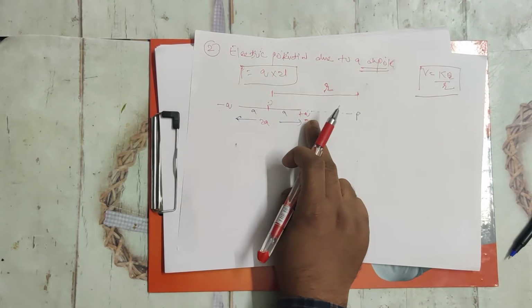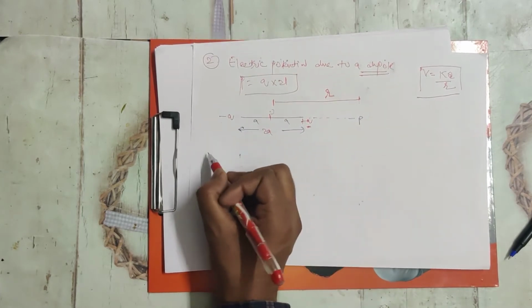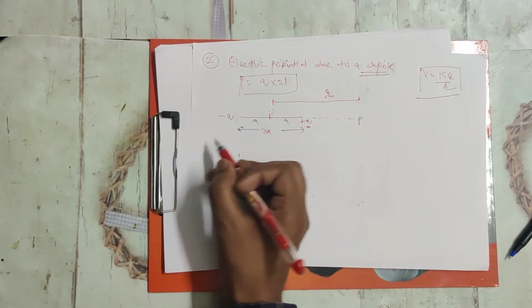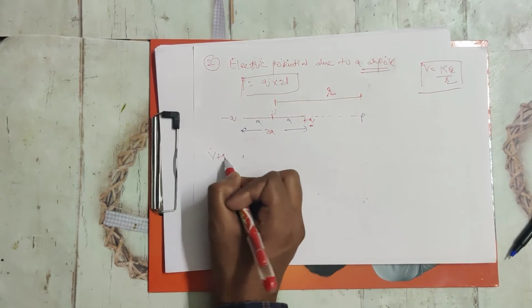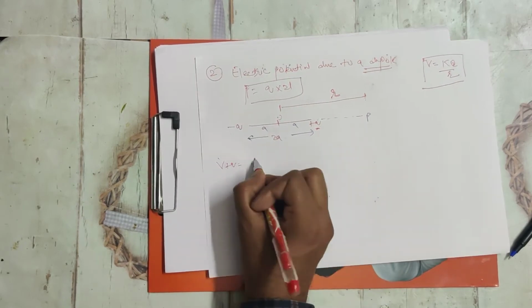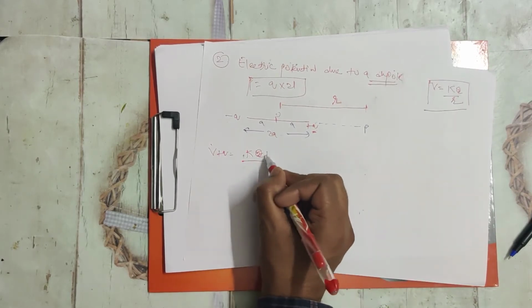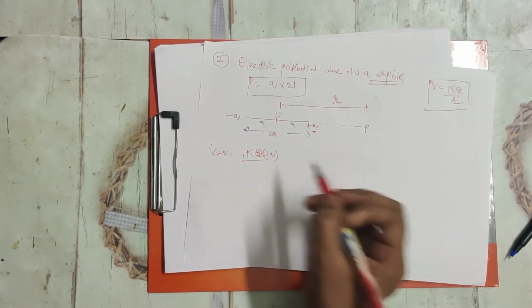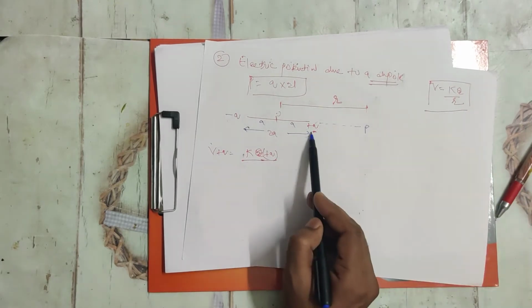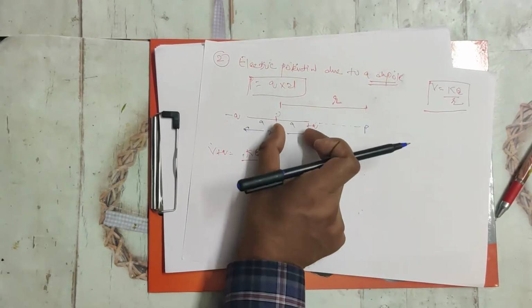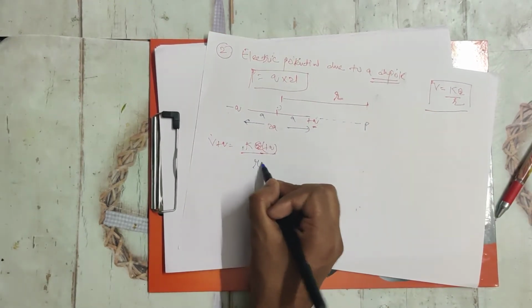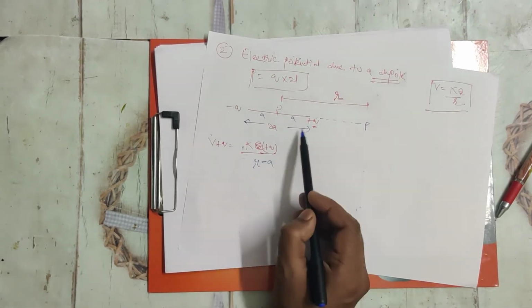So for plus q charge, let it be for plus q charge, it would be k into q divided by the distance. What would be the distance for the plus q? It is r, and this is a, so it would be r minus a for the plus q charge.